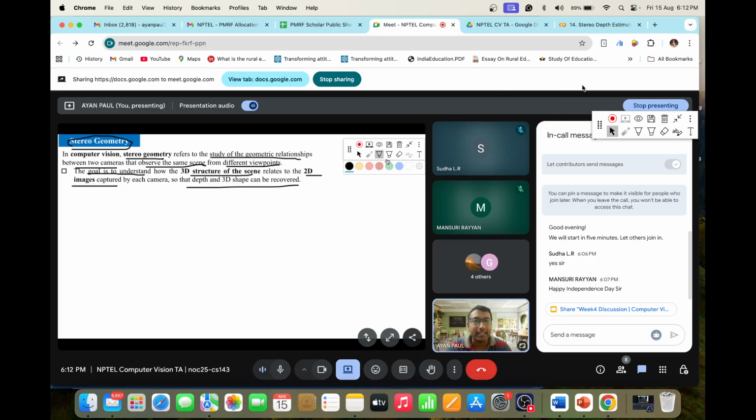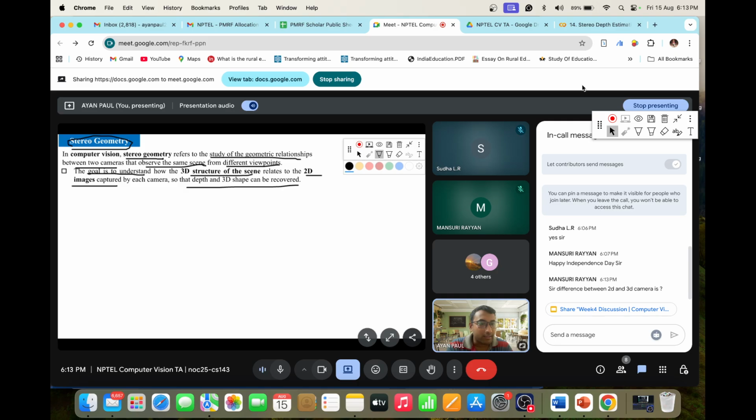So any doubt regarding this? The difference between the previous class and this class? Any doubt for this? No doubt, right? Simple. So earlier we were using only one projection camera matrix P. Now we will be using two cameras.